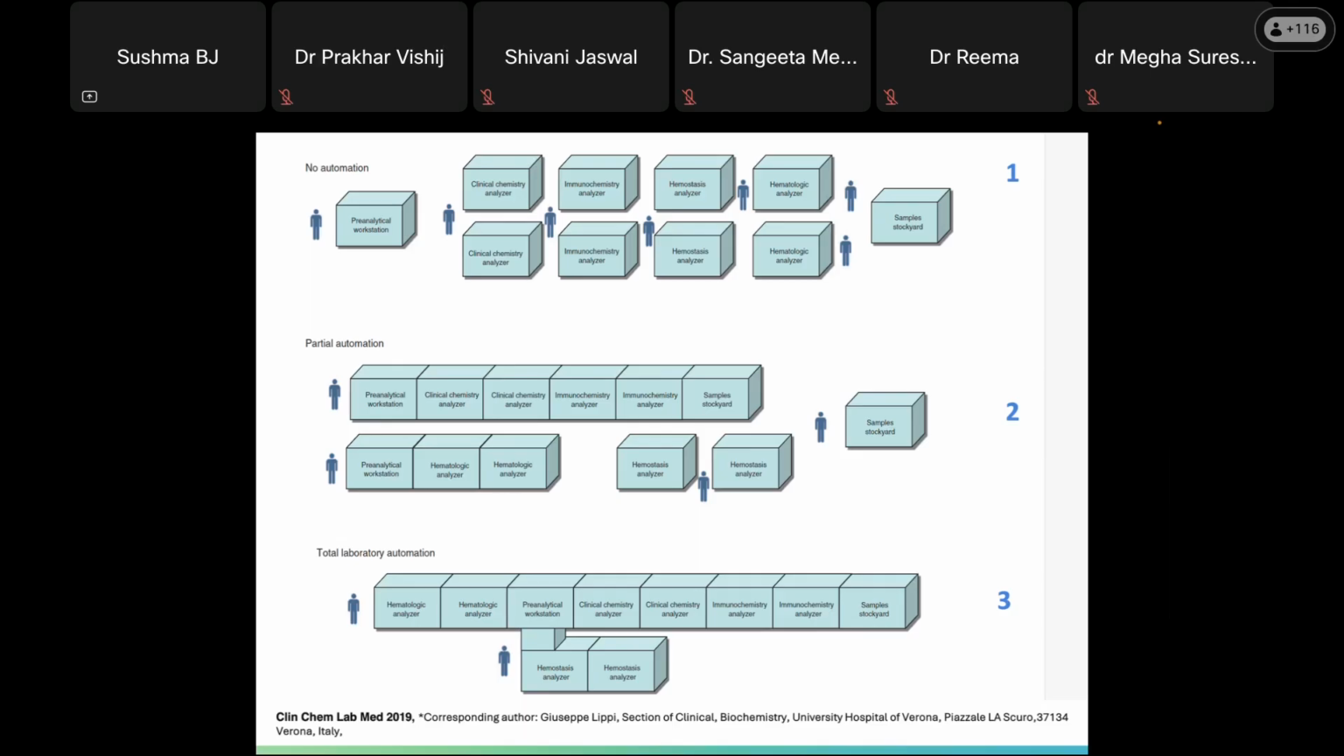But the hematology analyzers are not integrated. We get a partial automation. The number of manpower again goes down. When we look at the total laboratory automation, almost all the phases, pre-analytical, analytical, and post-analytical, are integrated, and the manpower again goes down to 2. So this is a picture that is depicted in Clinical Chemistry and Laboratory Medicine, published in the year 2019.